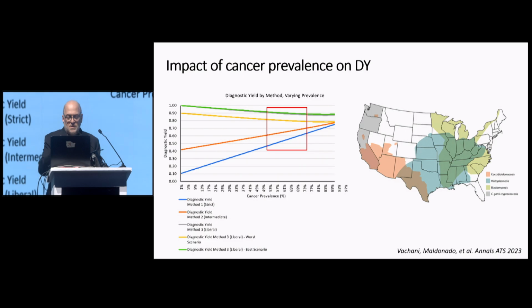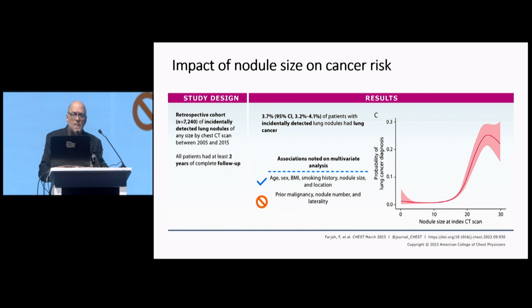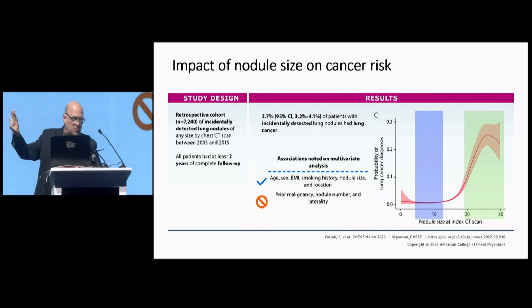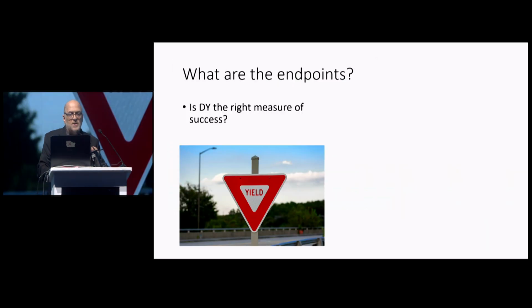And you could see the differences that you'll get using different types of yield definitions on the graph behind me. What about nodule size? Nodule size impacts cancer risk too. So how can I take two studies, one of which used a patient cohort of 20 millimeters or larger, another of which uses a smaller nodule cohort? We expect those yields to also be different. So how do we do these studies? How do we compare technologies when things are all over the place the way they are?